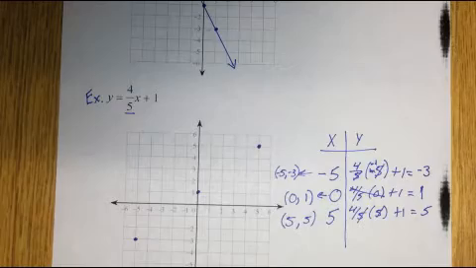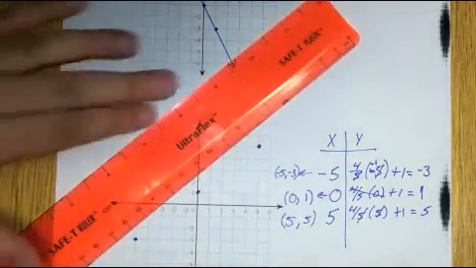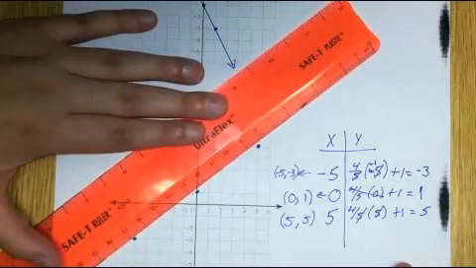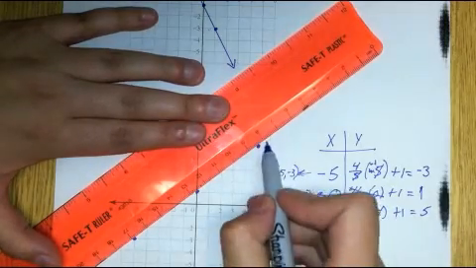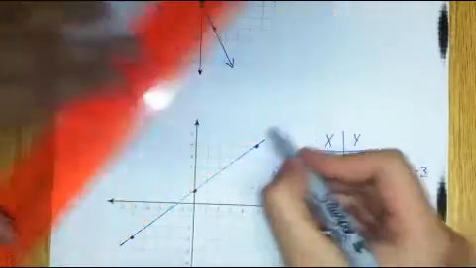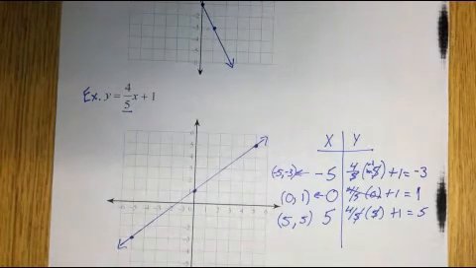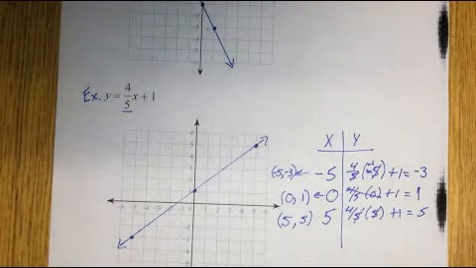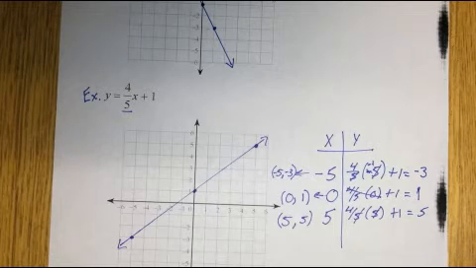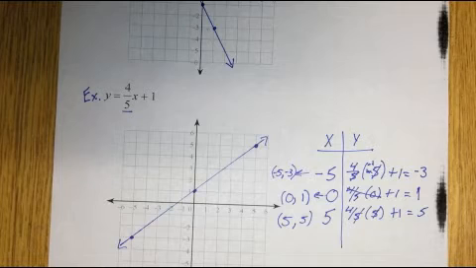Okay, let's go ahead and draw your line. Connect your dots. Of course, put your arrows. And there you go. You drew another linear equation. Okay, pretty easy, right? Input, output, plot your ordered pairs, and draw your line.